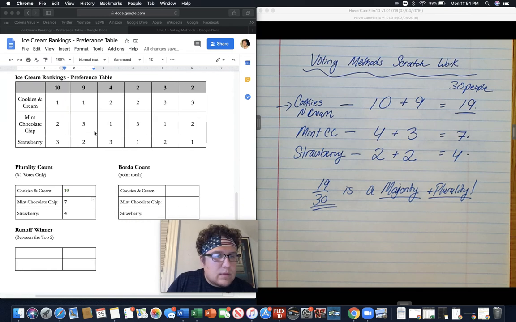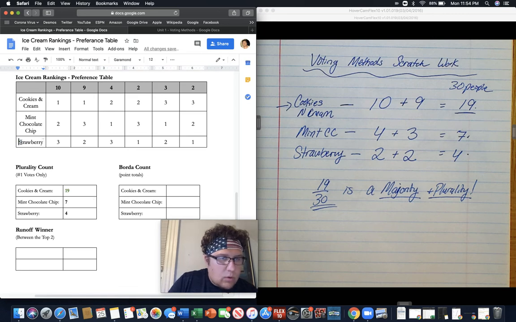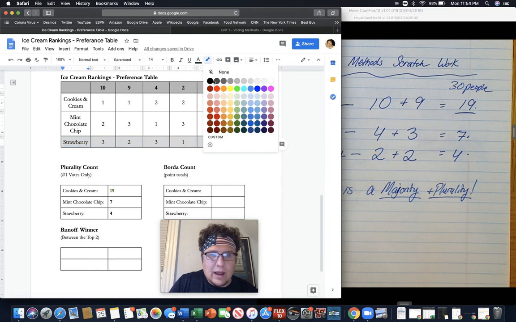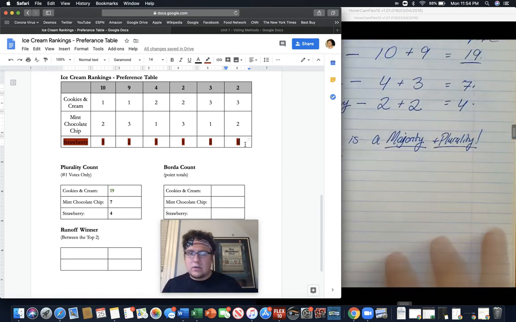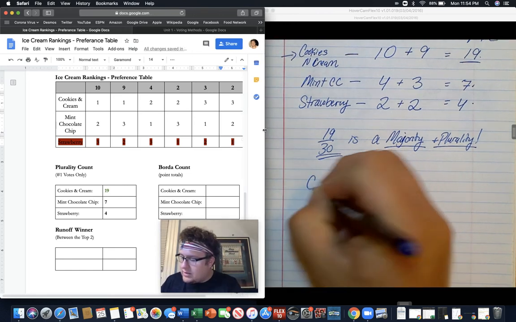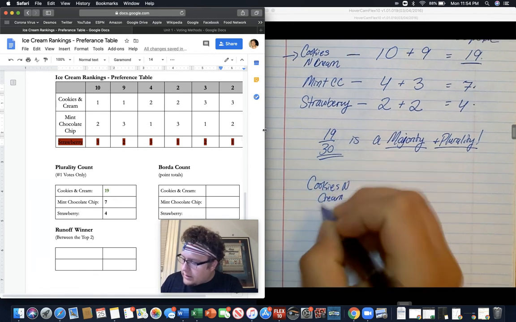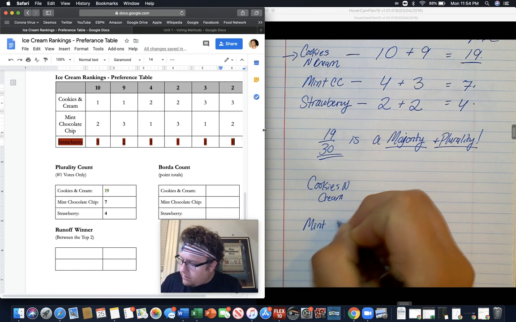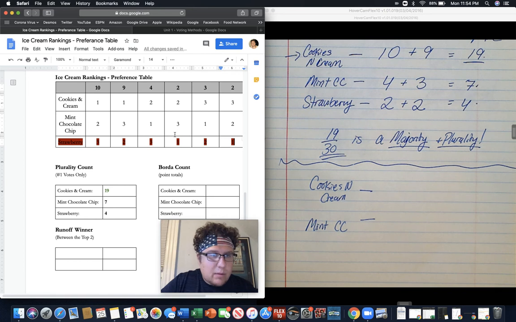So let's see. I promised you that we would only look at the top 2 for this. So what we're going to do here is take strawberry and highlight it in a dark red. So we are not counting strawberry anymore. We're pretending like it doesn't even exist. So I'm going to go over here and we redo this process, but we just say cookies and cream versus mint chocolate chip, right? So we're going to go through this column by column again.